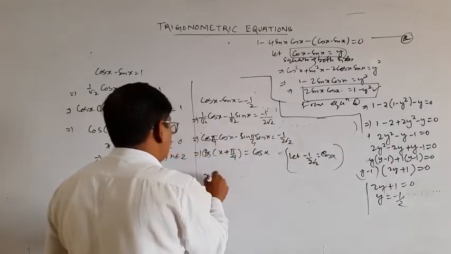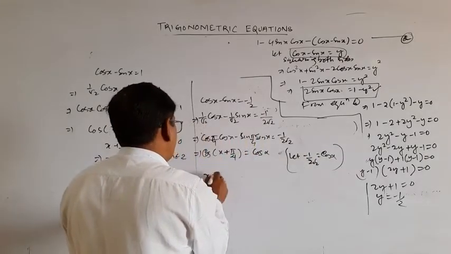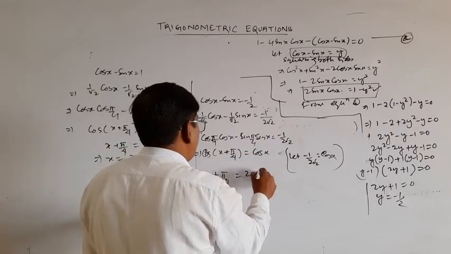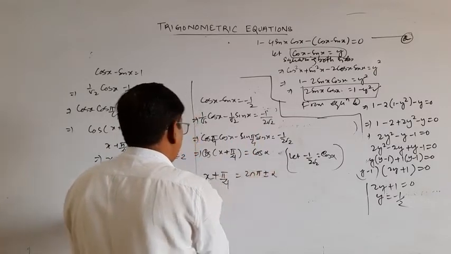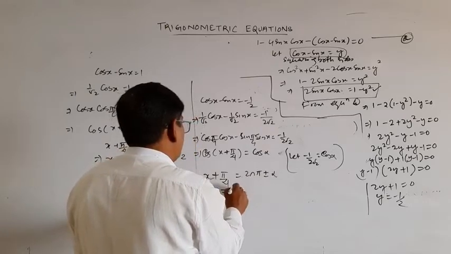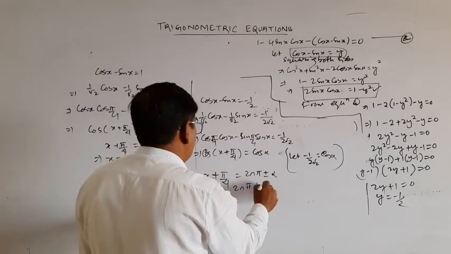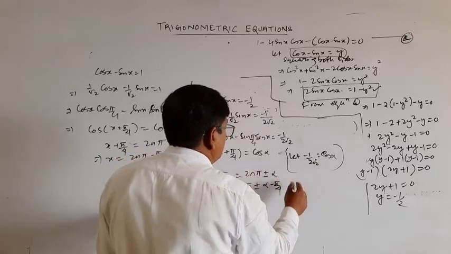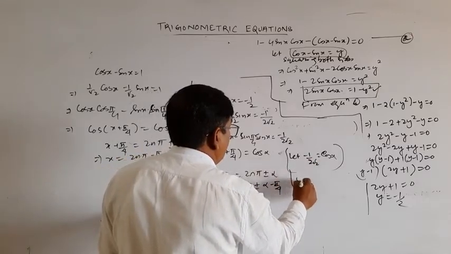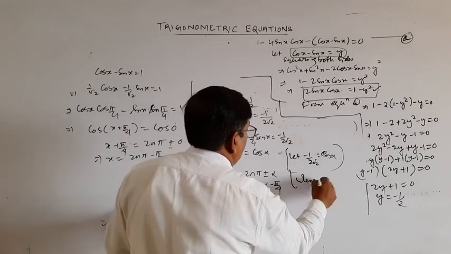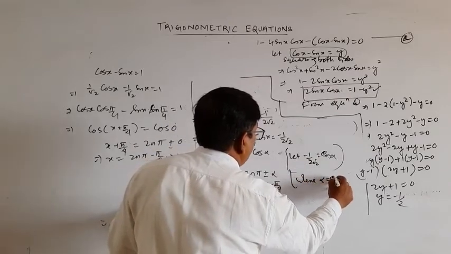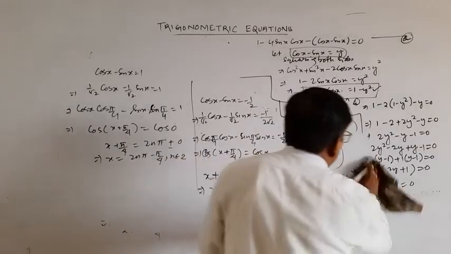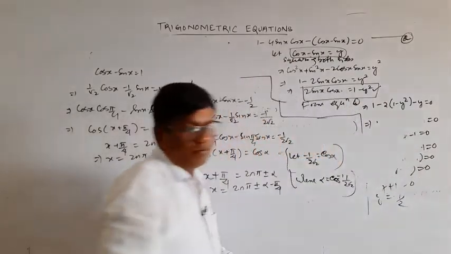So x is equal to what? X plus pi by 4 is equal to 2n pi plus or minus alpha, and x is equal to 2n pi plus or minus alpha minus pi by 4, where alpha is equal to what? Alpha is equal to cos inverse minus 1 by 2 root 2. This is the solution of this question.